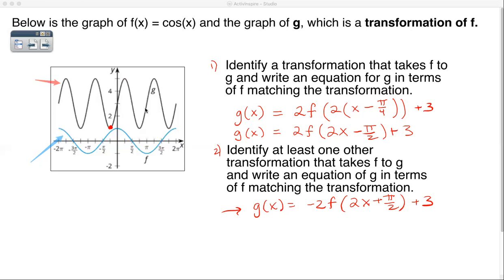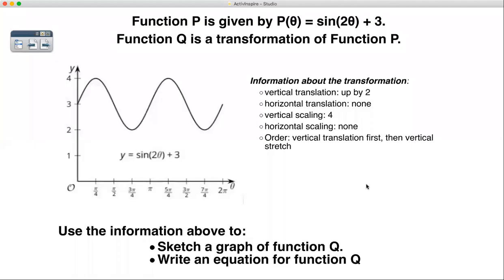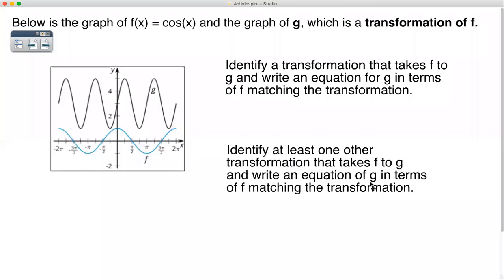Okay, so what did we do today? We looked at a function and we were given information about a transformation. We looked at this function right over here. We were given this function p. We were given information about the transformation to help us graph function q and also come up with an equation. And then after we did that, we looked at two functions, one being our function f and one being our transformation of f. And we figured out, first of all, what the transformations were, what was happening, and also how to write the equation for our new graph g, which was the transformation of f.